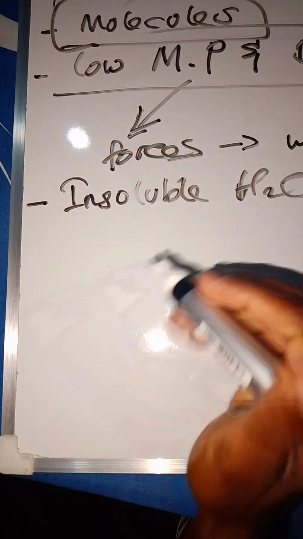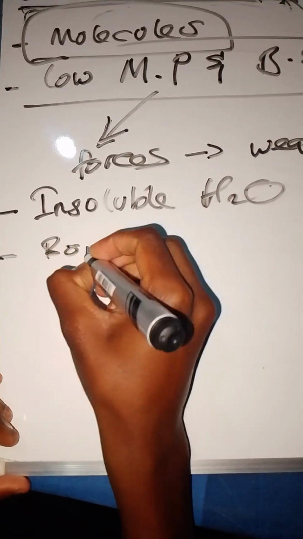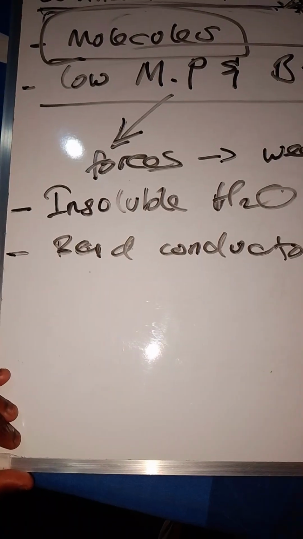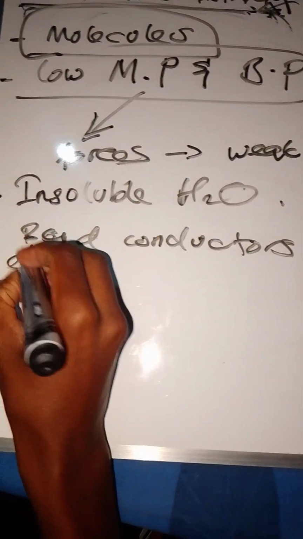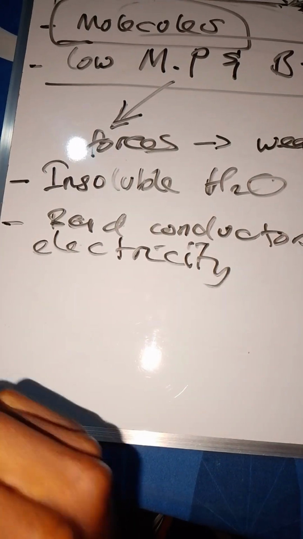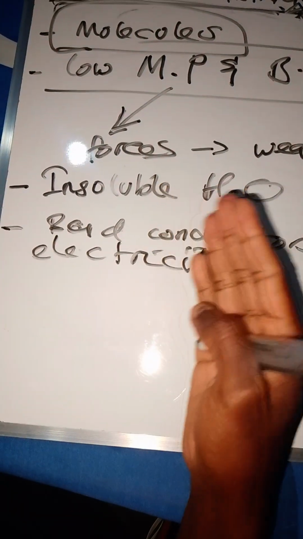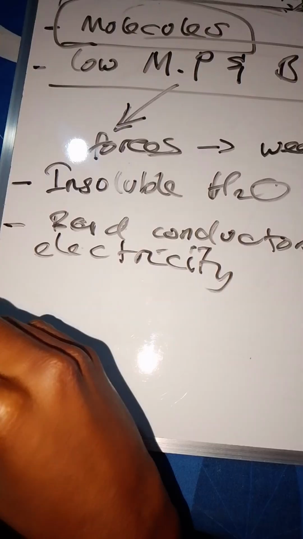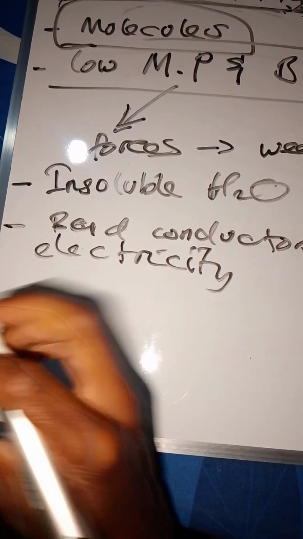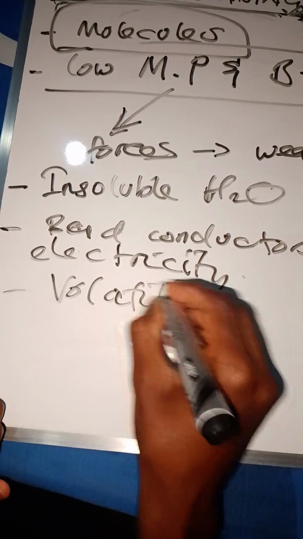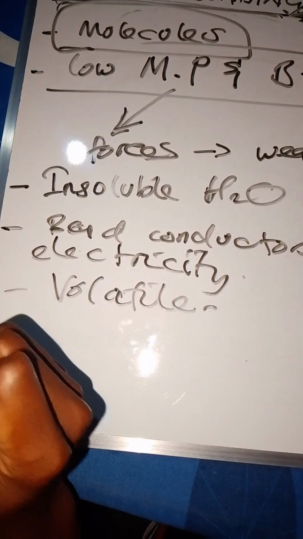Then they do not conduct electricity. These are bad conductors of electricity. Whether you put them in molten state, liquid state, solid state, in any state, these covalent compounds do not conduct electricity. And then the last one is that they are volatile. So this is the end of our lesson for today.